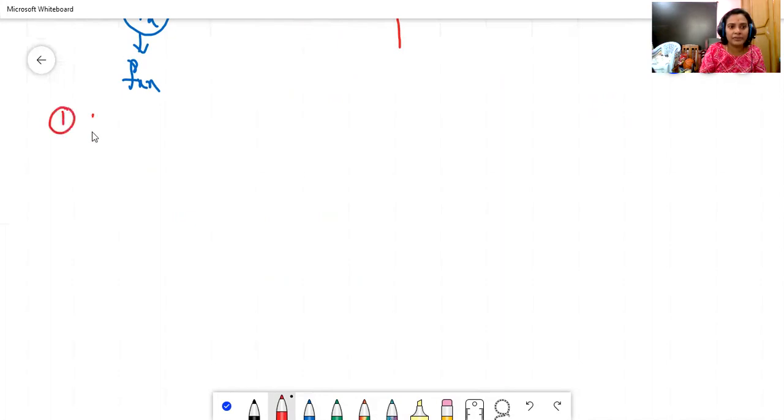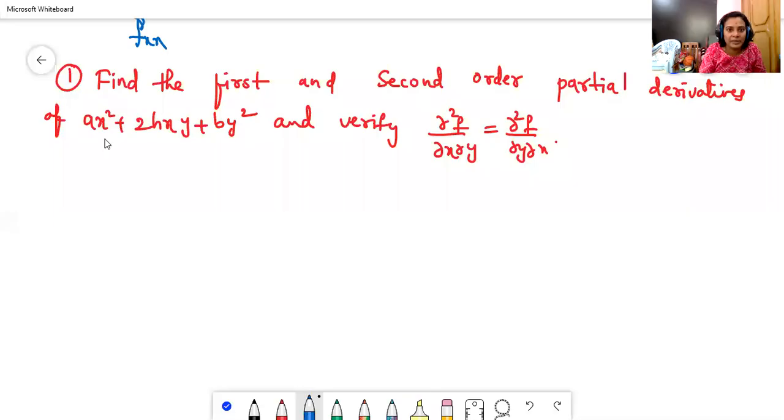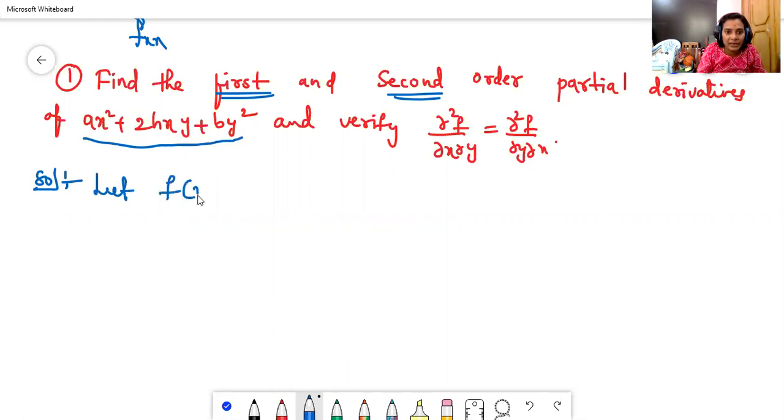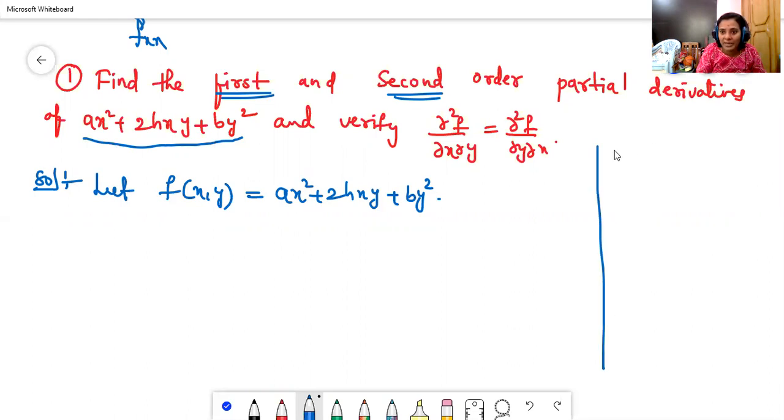First problem. Here they are asking to find the first and second order partial derivatives of the function. The given function is in the x and y variables, so we take f of x comma y equal to ax square plus 2hxy plus by square. In this, we have to find the first and second order partial derivatives of the given function.